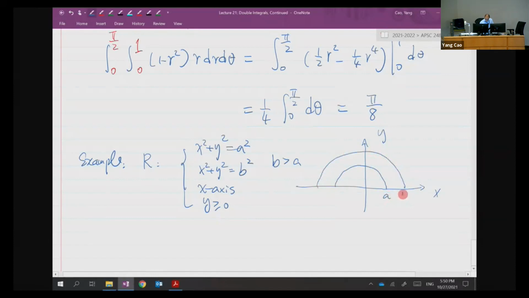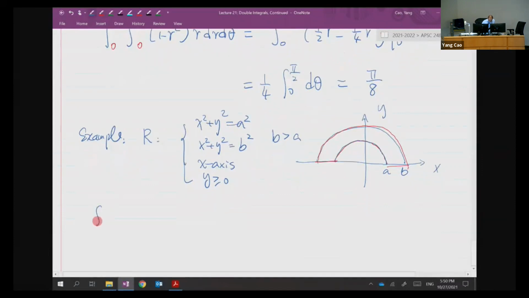So if this is A, this is B. So your whole region R is like a half donut kind of geometry, right? That's your region R. Okay. So then let's integrate the following double integral. Very straightforward. Just integrate the function y.